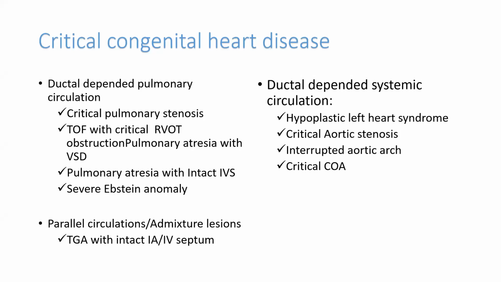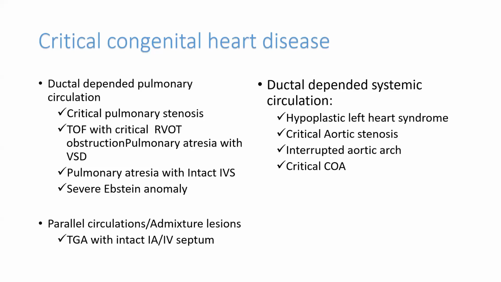Last is severe Ebstein anomaly. In severe Ebstein anomaly, there is downward displacement of the tricuspid valve, as well as tethering of the tricuspid valve leaflets to the right ventricle. As a result, these patients tend to present with reduced flow of blood into the pulmonary circulation, and can present early on with features of cyanosis. They also will need the ductus to ensure early on that there is continuous flow into the pulmonary circulation.